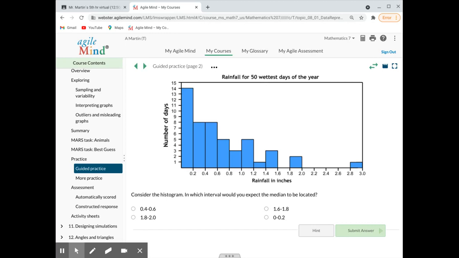All right, you have made it to topic 10's review today. So we are still working with analyzing data and interpreting it.